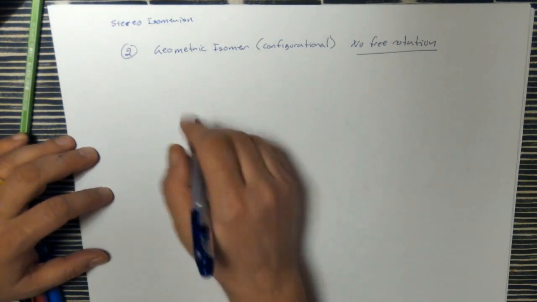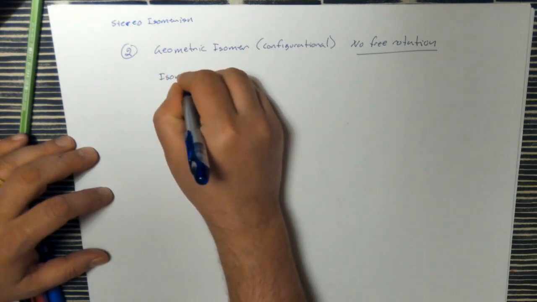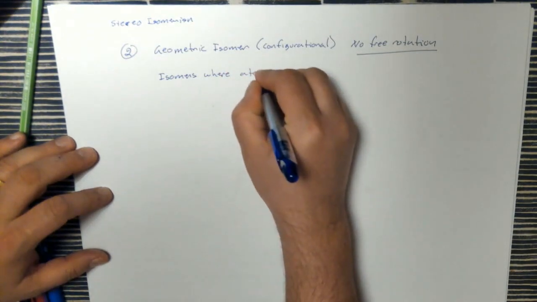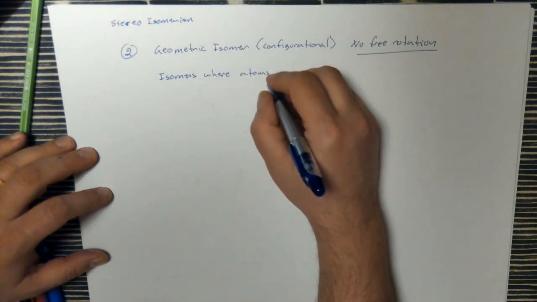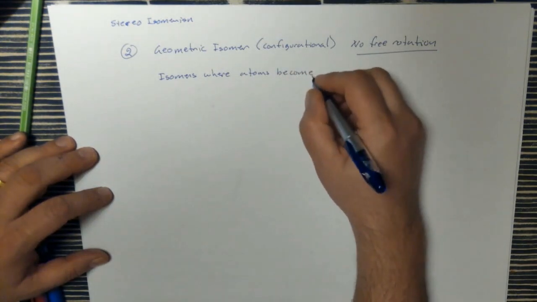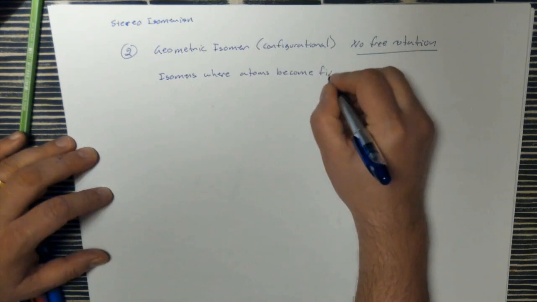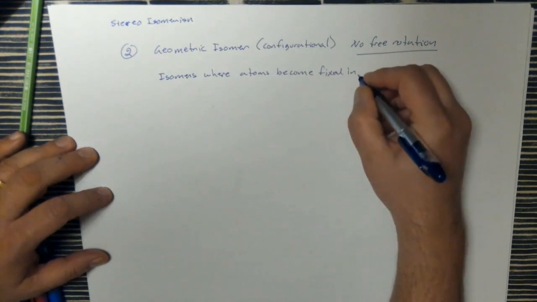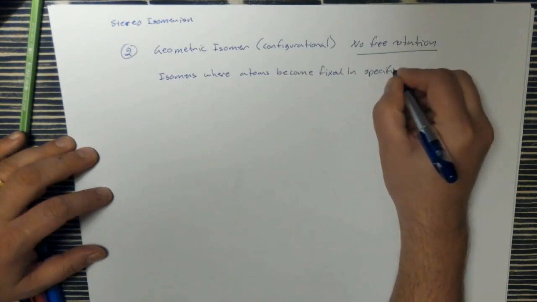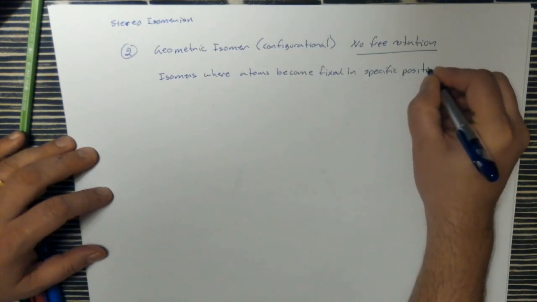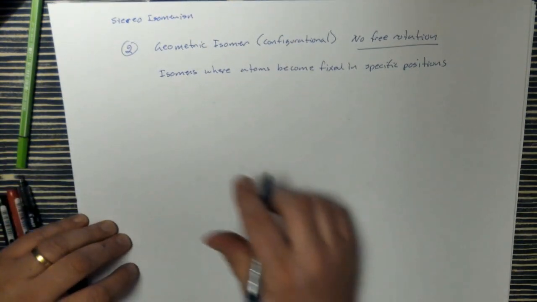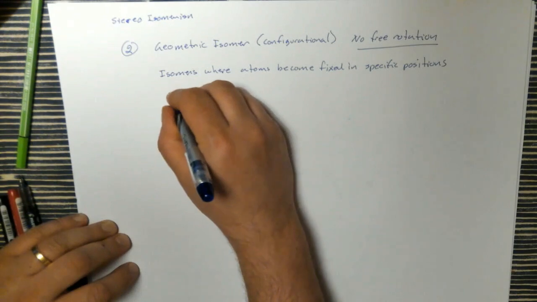So I can write the definition then, right? Isomers where atoms become fixed in specific positions, right? Relative to each other.